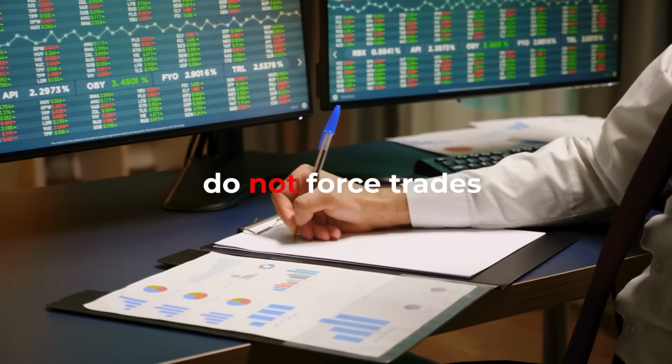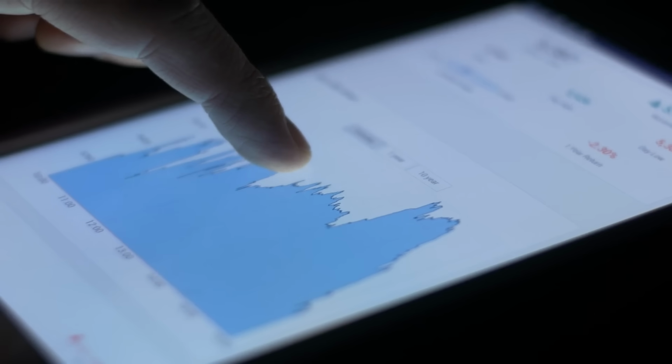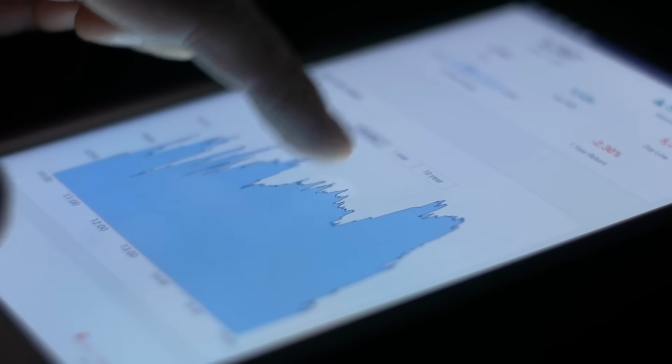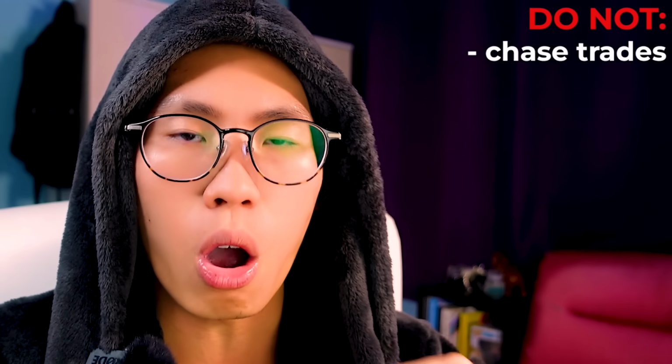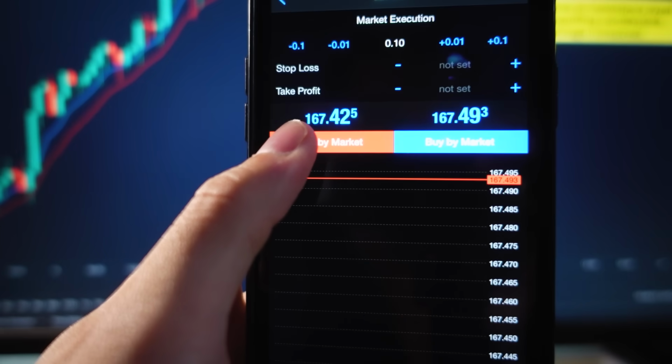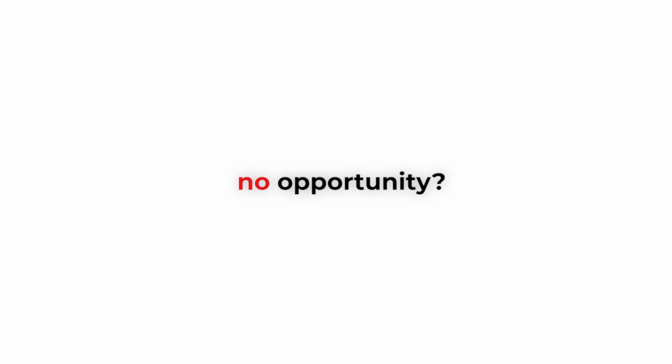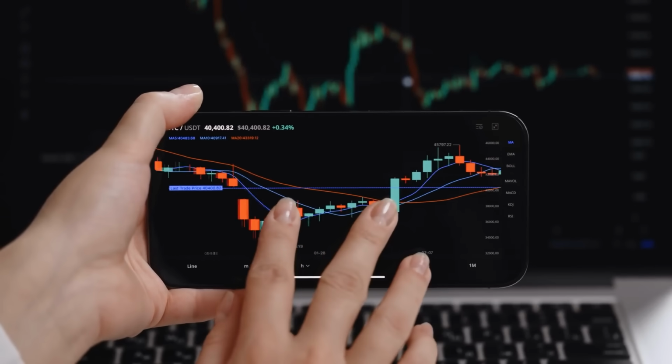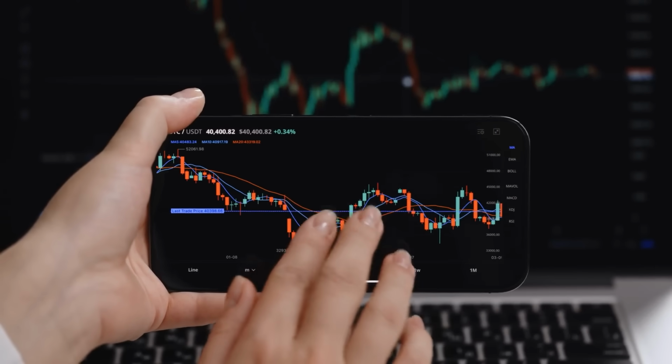Do not force trades just because you feel like you have to trade every single day. Do not chase trades or revenge trade or overtrade. You should only be taking a trade when there is an opportunity. If there is no opportunity, stay out of the market. As simple as that. So taking the right trade will help you build up your trading skills.